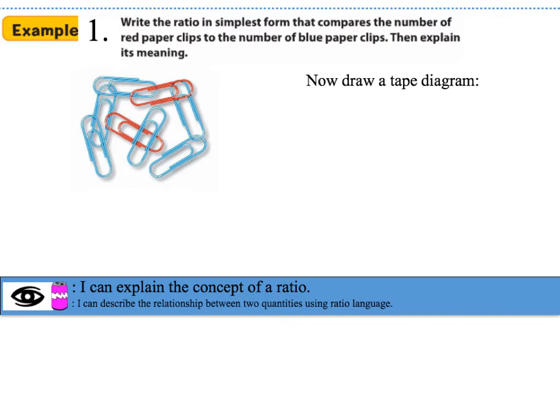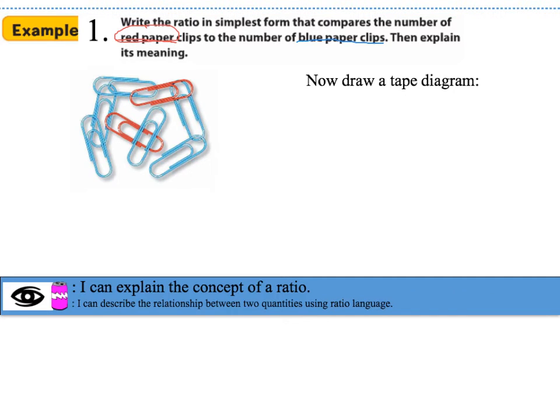So for example 1, they're asking us to write a ratio in simplest form that compares the number of red paper clips, here's the red paper clips, to the number of blue paper clips. Here are the blue paper clips. So I know you probably have a black and white worksheet right in front of you, so go ahead and shade or color in the 2 red paper clips so you know the difference. And once you go ahead and do that, take note of which one comes first. According to the problem, they're giving us red first.